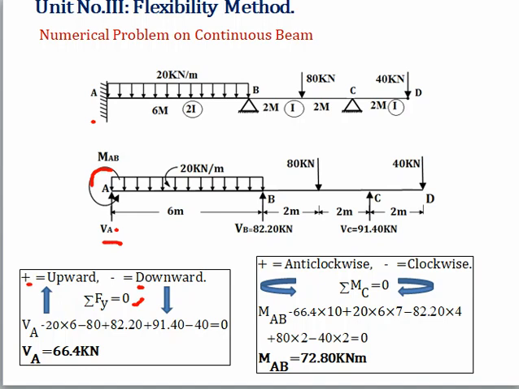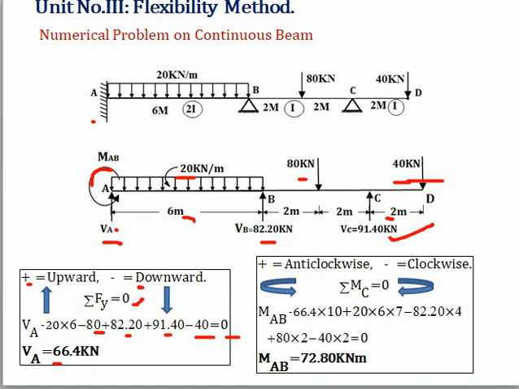So plus VA, minus the UDL, 20 into 6. Then next is minus 80, the point load acting down. Then next is plus 82.20, the reaction at B. Next is the reaction at C, plus upward 91.40, and the last one is the point load 40 kN acting down, so minus 40, is equal to 0. By solving we have VA equal to 66.4 kilonewton.